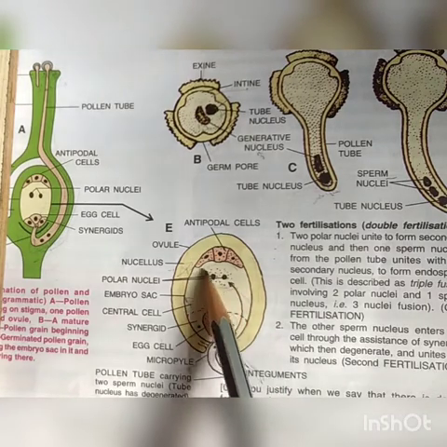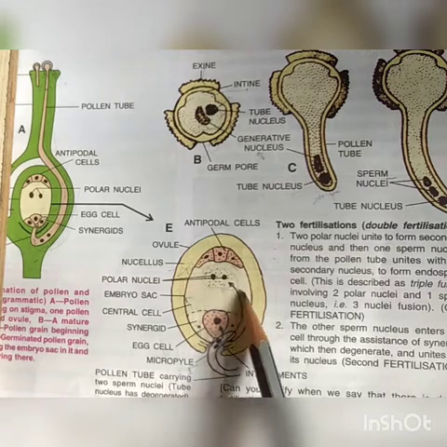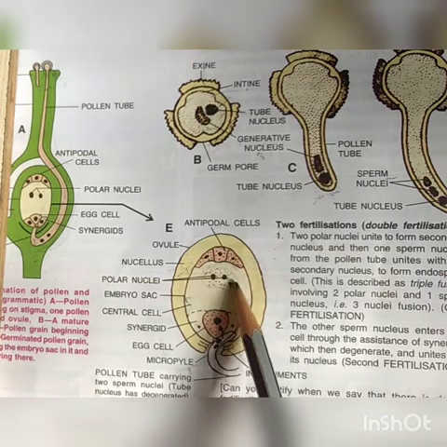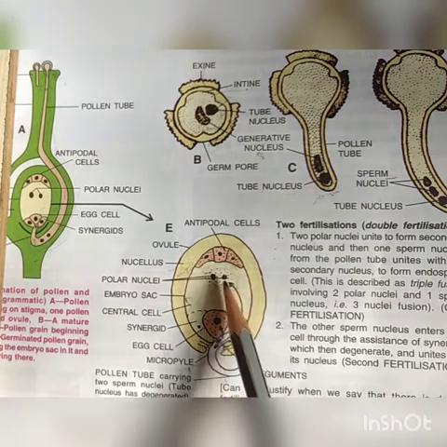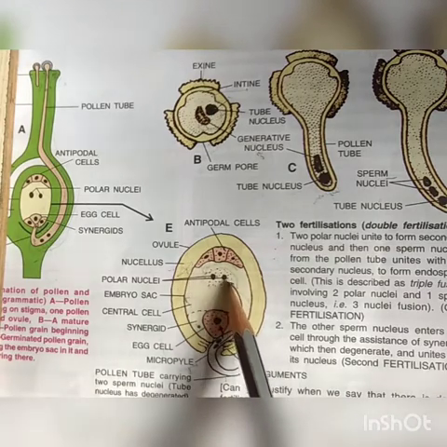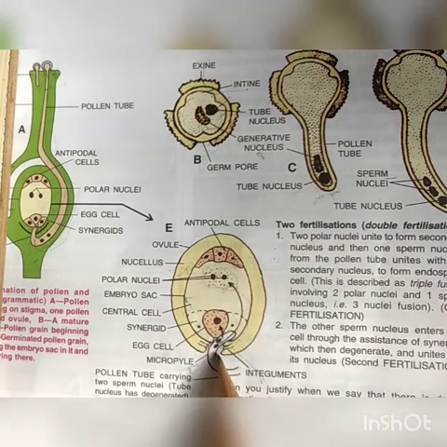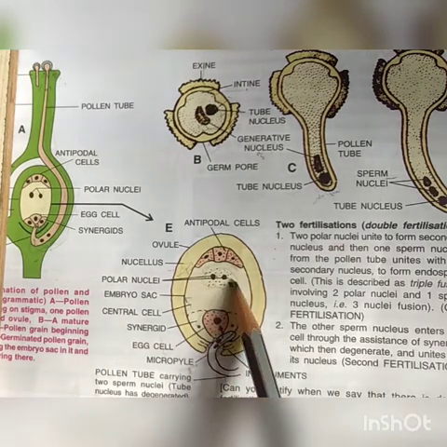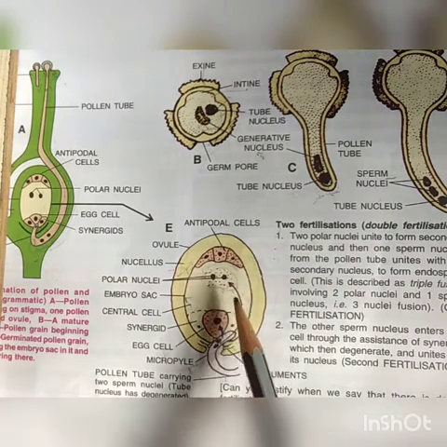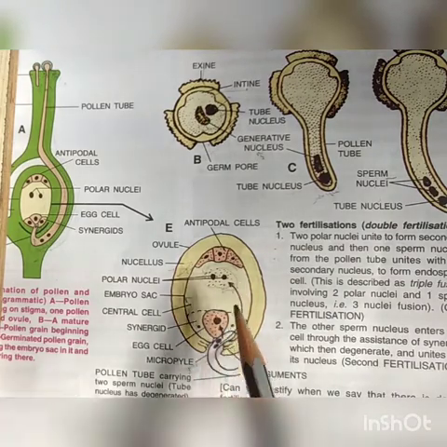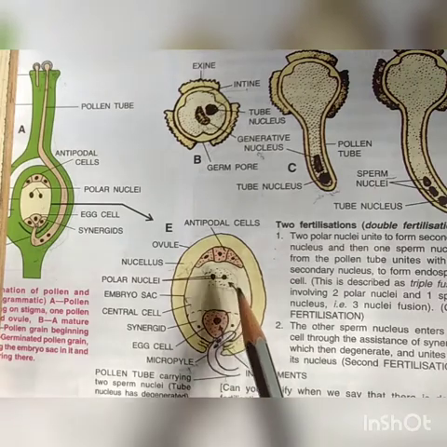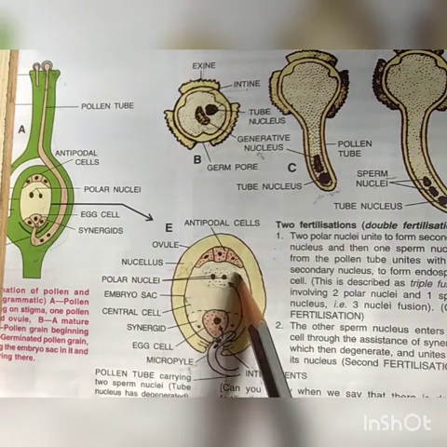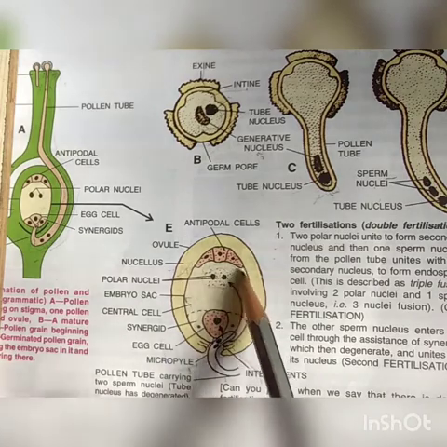Here inside this, it contains two polar nuclei. The one more nucleus of the pollen grain combines with the polar nuclei of the ovule. This is one sperm nucleus. Two sperm nuclei are there. One fertilizes the egg cell, another one fuses with the polar nuclei. So here two fertilizations occur, hence it is known as double fertilization.